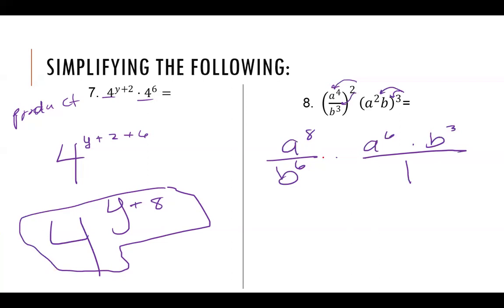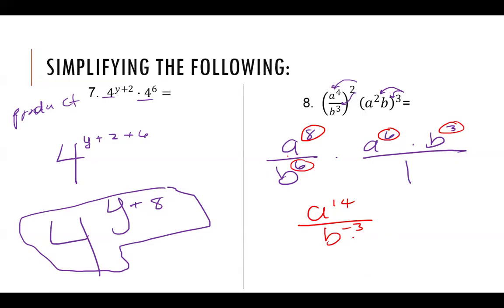All right. Next, now we're going to have our product rule. I have A to the 8 times A to the 6, which means I'm adding them together. So 8 plus 6 gives me 14. They're in the numerator, so they're being multiplied. Next, I have B to the 6 and B to the 3. One's in the numerator, one's in the denominator, which means I'm subtracting. Quotient rule. 3 minus 6 is -3.